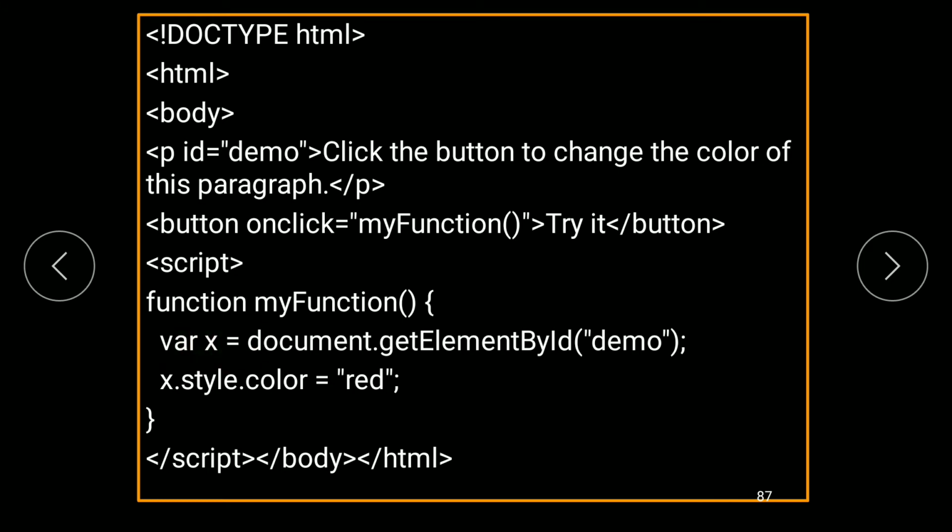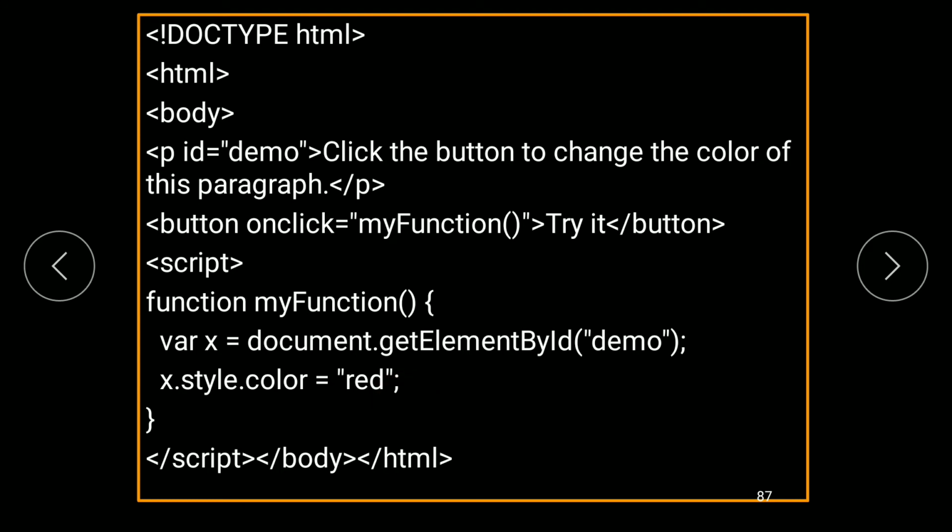Then we have got it, right? Then we have to change that paragraph. You can change the color of that line, or you can change the font style or anything you want. Here I am going to change the color of the paragraph. Then here you can see x, that is the variable in which we stored the paragraph. Then x dot style dot color is equal to red.